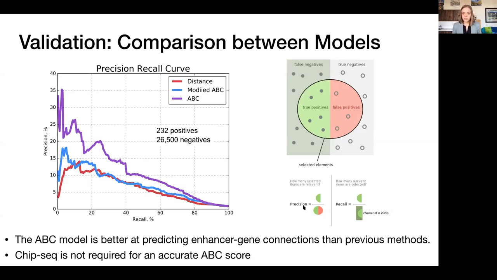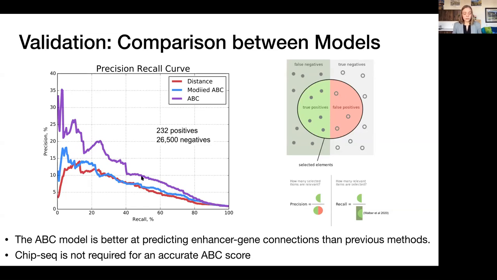So precision is defined as, out of all of the selected elements, how many are true? And recall is, out of all of the positive elements, how many did the model select? So a perfect model would have both 100% precision and 100% recall. You can see that the ABC score performs significantly better than both the modified ABC score and the linear distance at predicting enhancer gene connections.